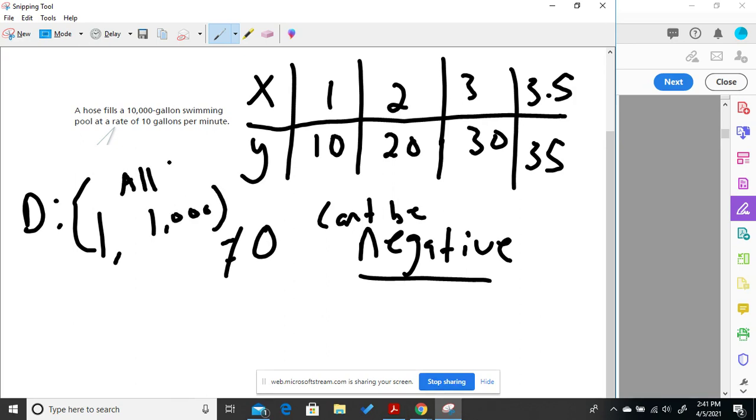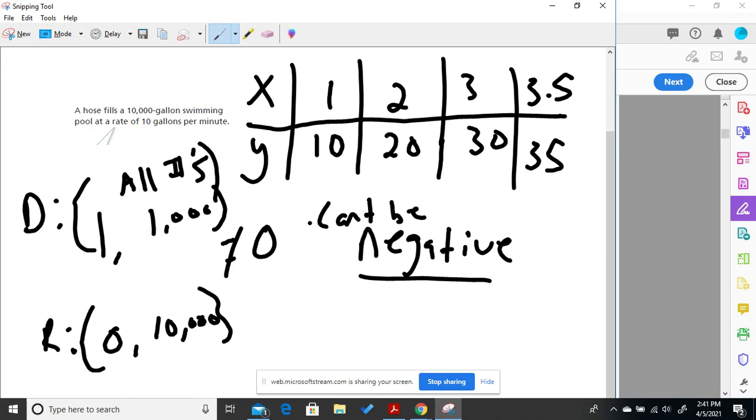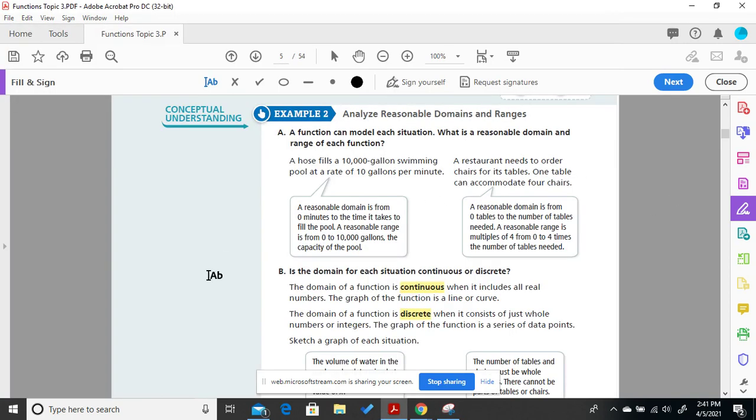Okay, so all numbers 1 to 1,000. That's how we're going to write it for now. I'm going to teach you all a more proper way to do it later, but that's what I'm looking for down. And our range would be, you can start at half, you can do whatever. So we're pretty much going to go from 0 to 10,000. All right, because your bottom is going to end up reaching 10,000 at some point. That's the first example.